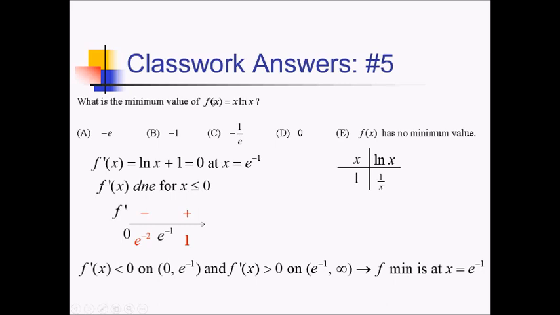So we need to do f of e to the negative 1, or I guess you could think of that as 1 over e times ln of e to the negative 1. So what's this come out to? Well, ln of e to the negative 1 is just negative 1. You just get the exponent. And then you have e to the negative 1. So this is negative 1 over e if we fully simplify that, which gives us choice C.